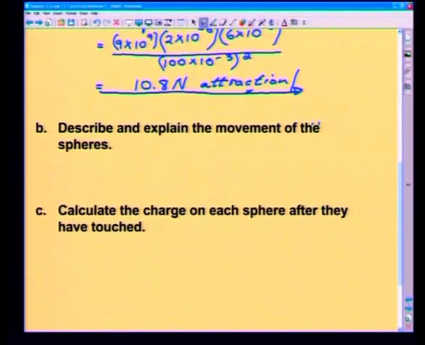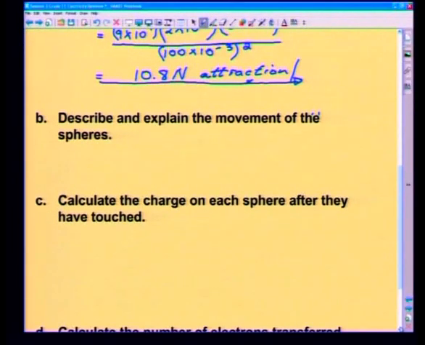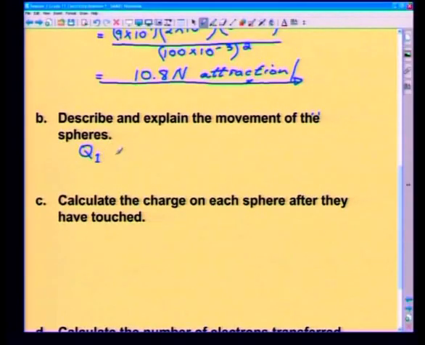Let's move on to the next part of the question. It says, describe and explain the movement of the spheres. Oh, I've been actually doing that. Q1 will move towards Q2.